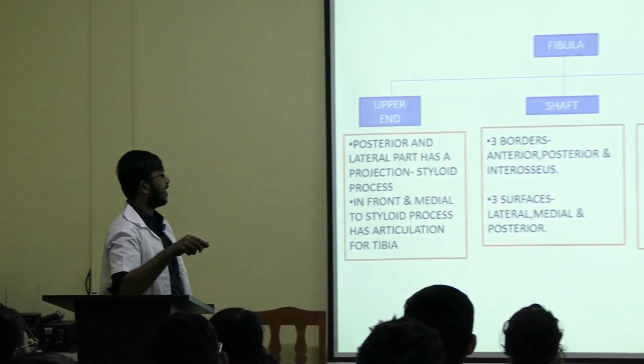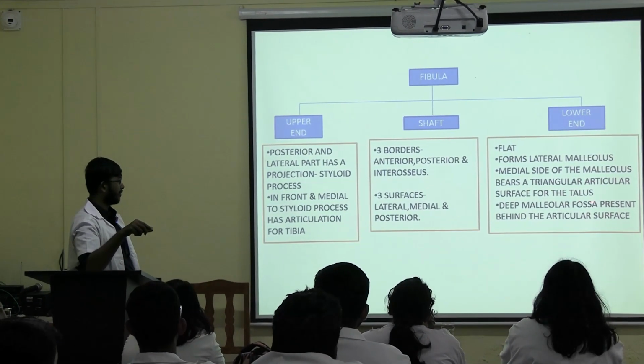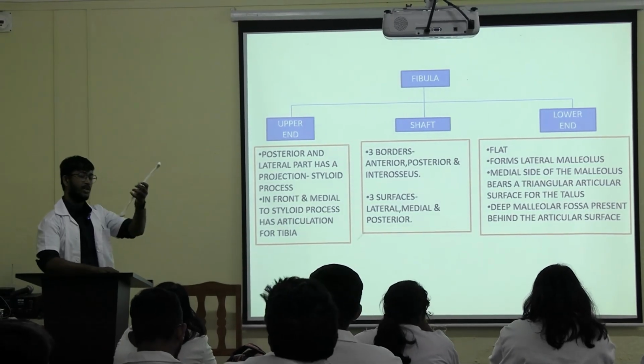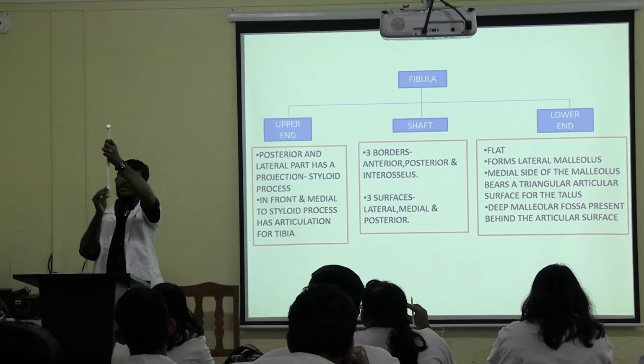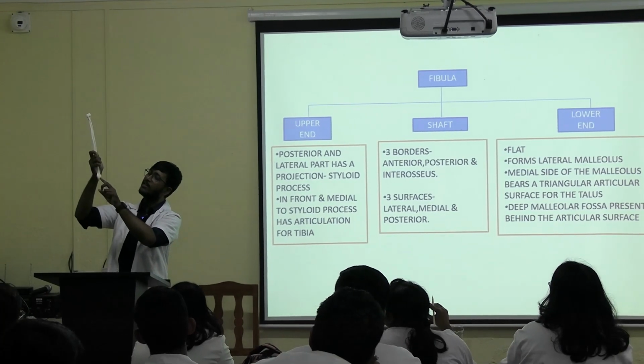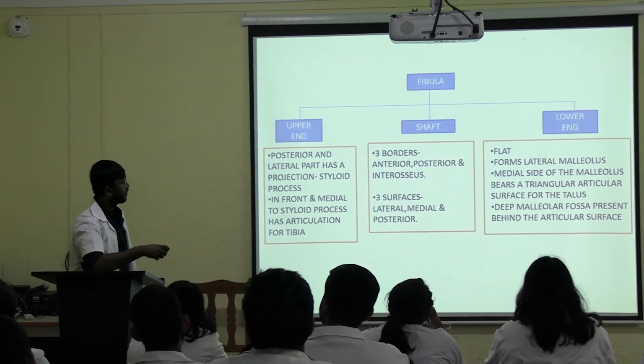The lower end is flat and forms the lateral malleolus. The medial side of the malleolus bears a triangular articular surface for the talus, and the deep malleolar fossa is present behind the articular surface. So what it is saying is that this is the lateral malleolus. Here we have a facet for the talus, and just behind this there is another fossa, which is the deep malleolar fossa. That's it.